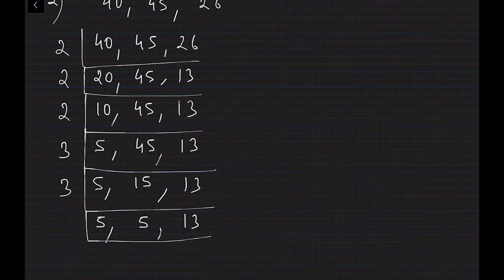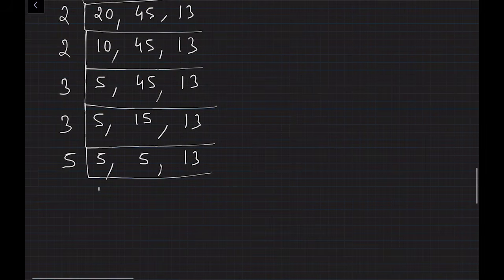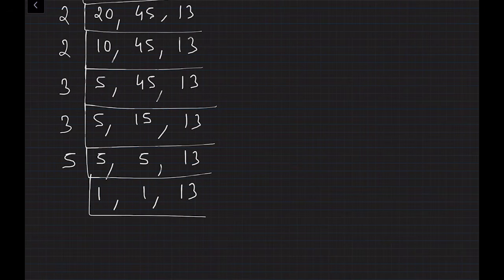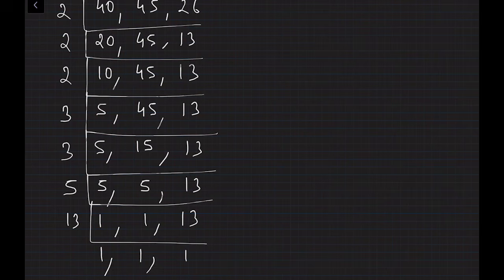The next prime number is 5. So, let us continue the process with 5. 5 ones are 5, 5 ones are 5. 5 doesn't divide 13, therefore 13 is written as it is. Since 13 is a prime number, we need to consider 13 and continue the process. 13 doesn't divide 1, so 1 is written as it is. 13 divides 13, 13 ones are 13. So we need to stop this process when we get 1 for all the numbers.